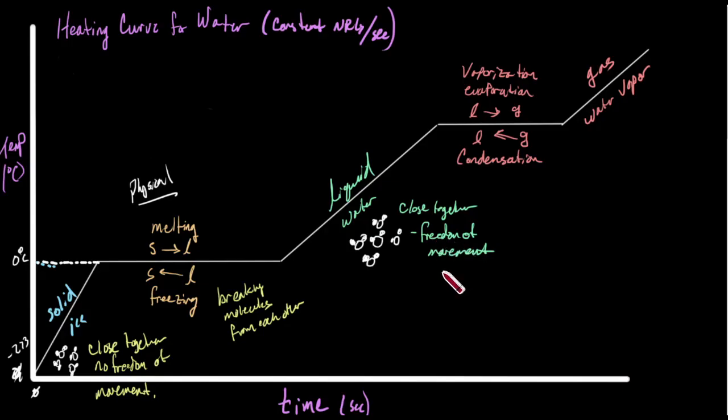Okay, freedom of movement is what we have there. So the molecules are still close together, but they're allowed to move past each other. And this energy right here that took it from a solid to a liquid is the energy that it took to get all of these molecules moving so that they could start moving past each other.